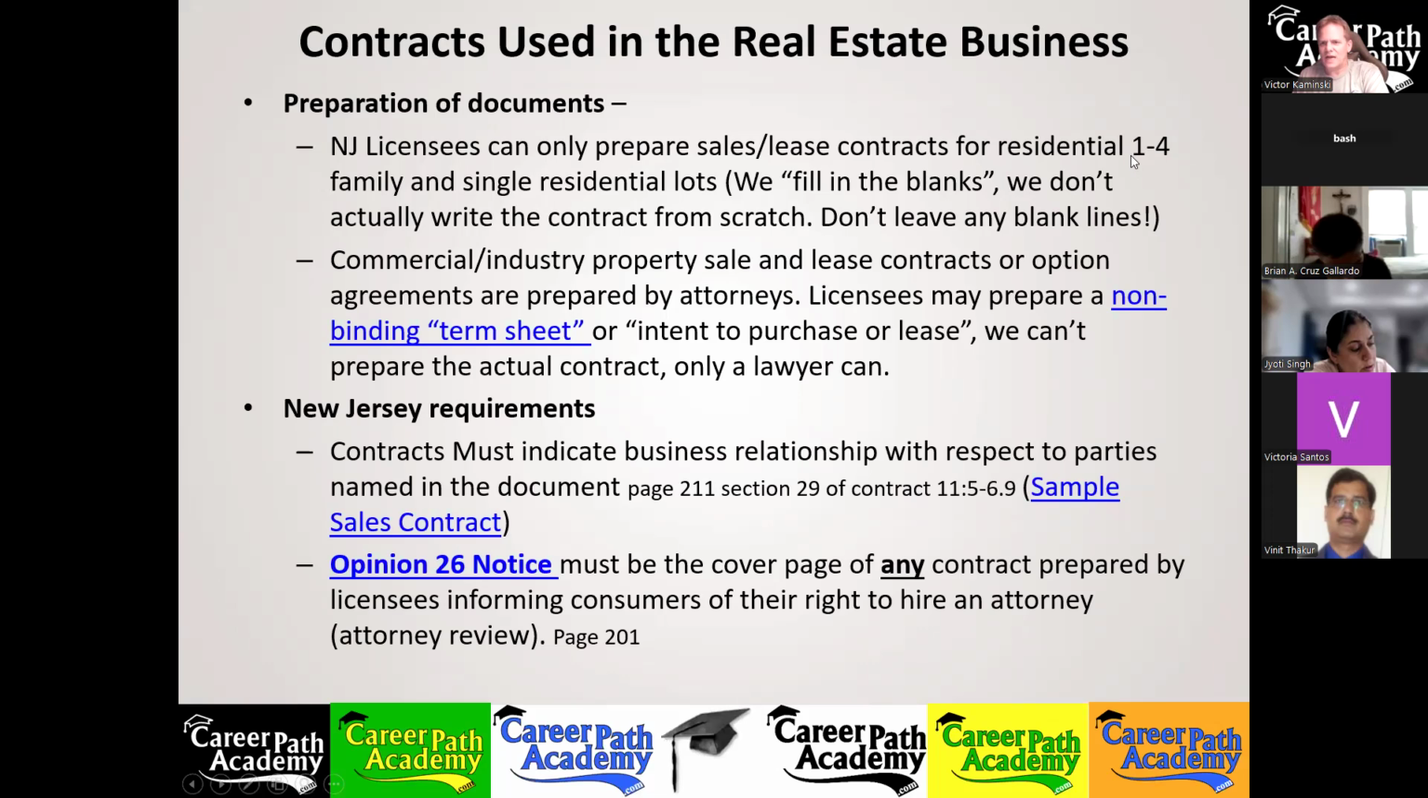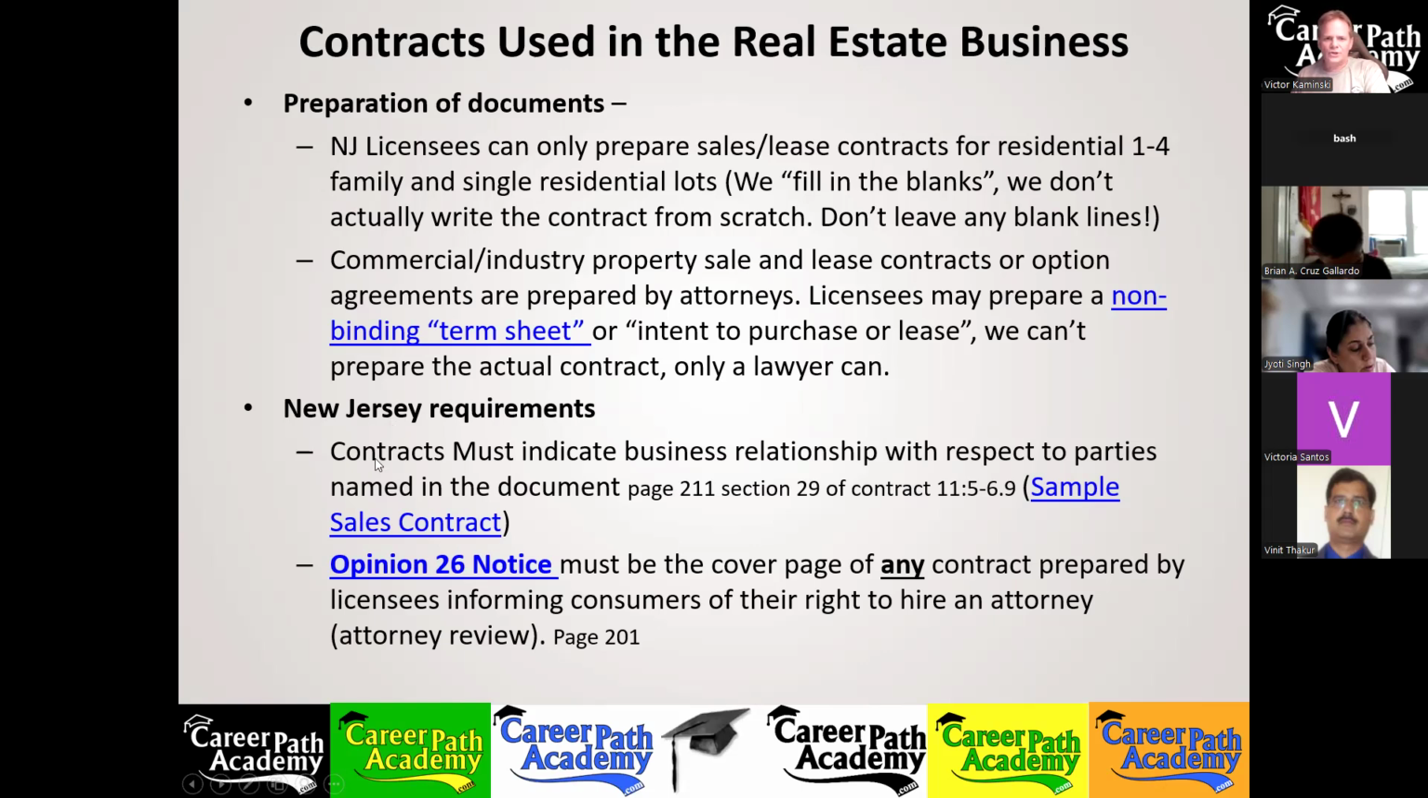We can only prepare the contracts for 1 to 4 family residences and single residential buildable lots. For commercial property, industrial property, etc., remember, whether the contracts are for sale or lease, or if it's an option agreement, these must be prepared by attorneys. Okay, we can start the process by preparing a non-legally binding term sheet, also referred to as an intent to purchase or lease. We can't prepare the actual contract. Only a lawyer could do that.